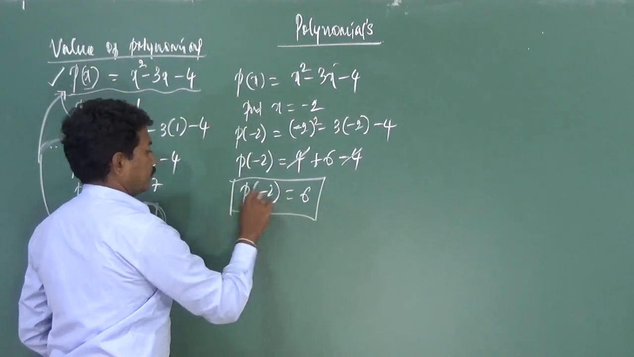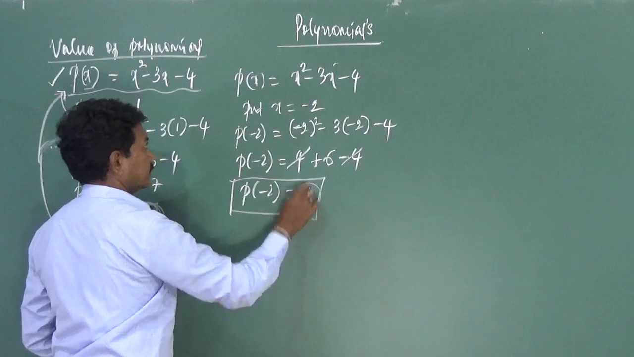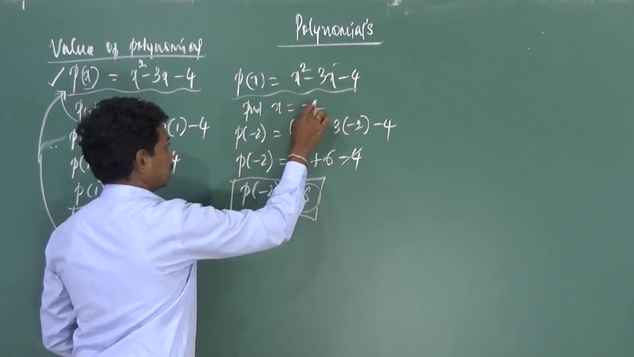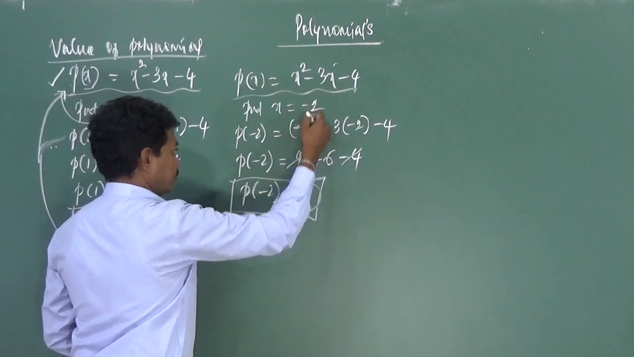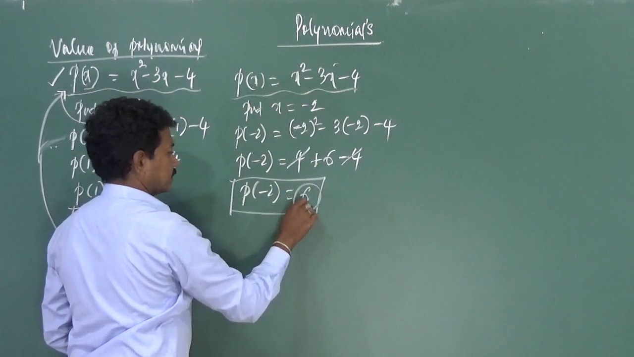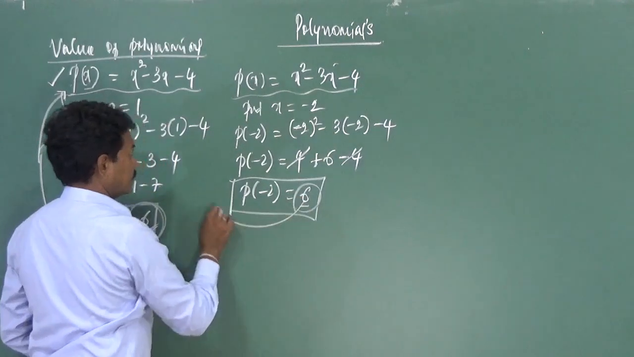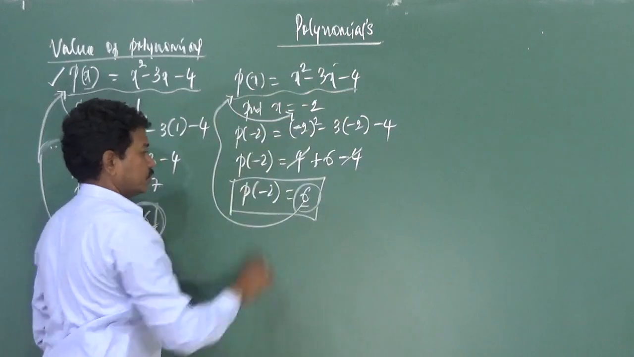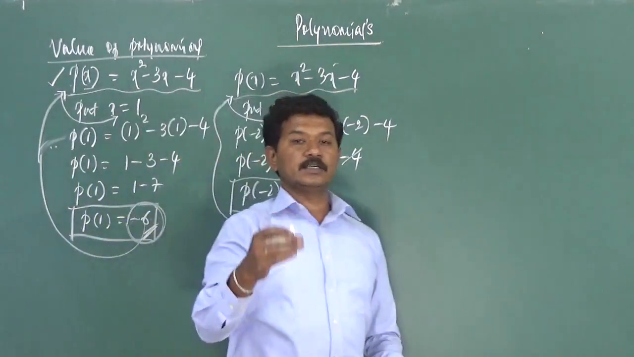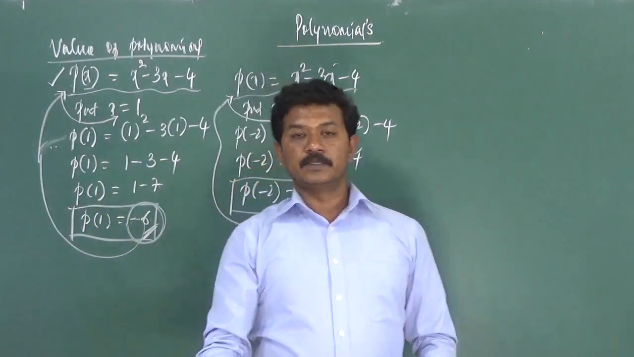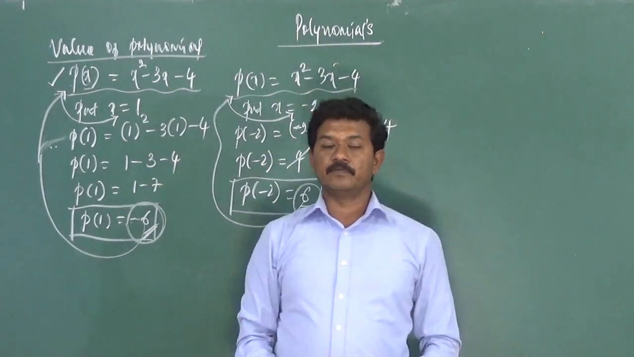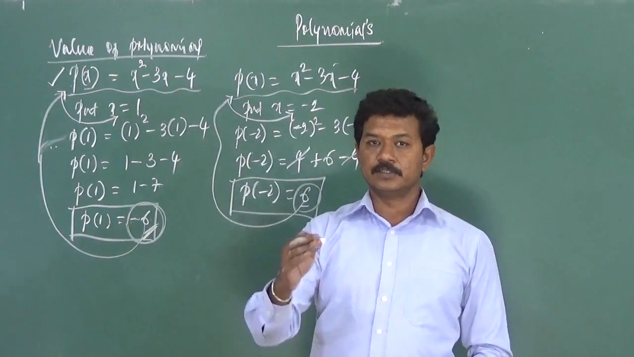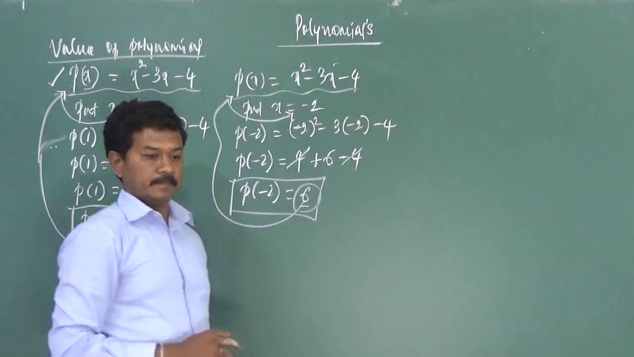So here the value of the polynomial is 6. So here you were given a polynomial, you substituted the value of x as minus 2 and you simplified, you got 6 as the answer. So here 6 is called the value of this polynomial when x is equal to minus 2. So when you go on changing the value of x, the value of the polynomial goes on continuously changing. So this is what we call the value of a polynomial.